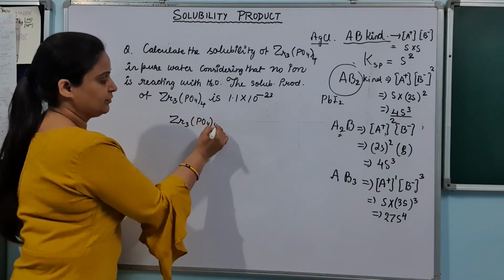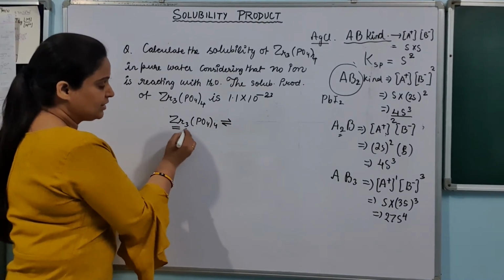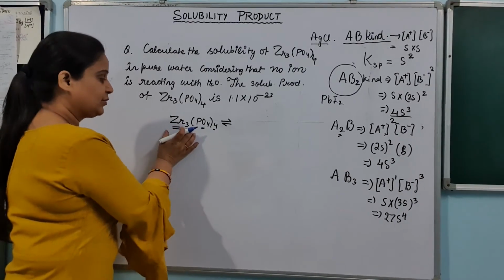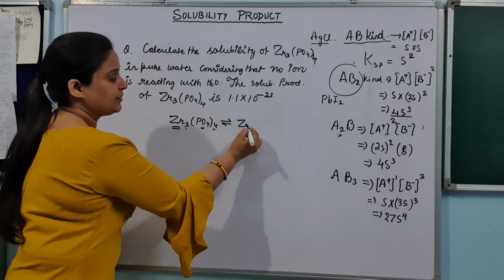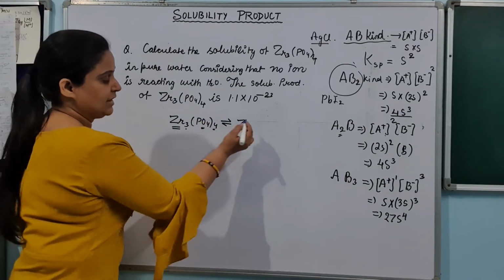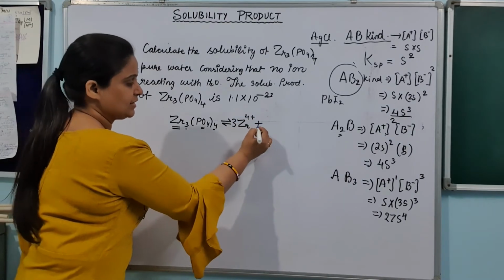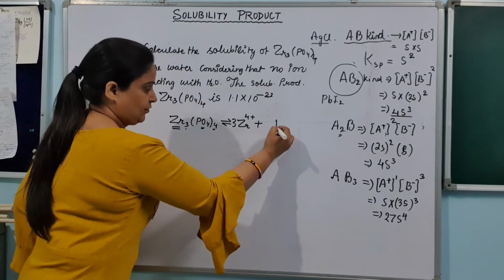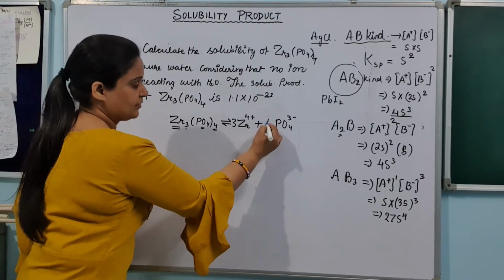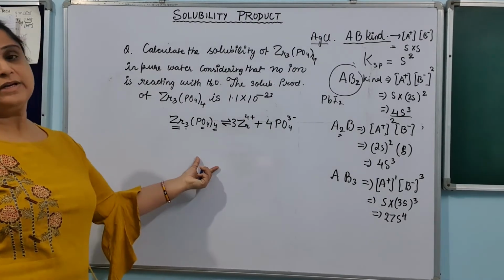Zr3(PO4)4, how is it going to give its ions? Zirconium 4 ions and phosphate 3 ions are being formed. One more important thing: the charge on zirconium will be 4 plus and phosphate will be 3 minus. So this is Zr4+, 3 ions, plus phosphate ion PO4 3−, and 4 ions. So this is how zirconium phosphate is going to break down.